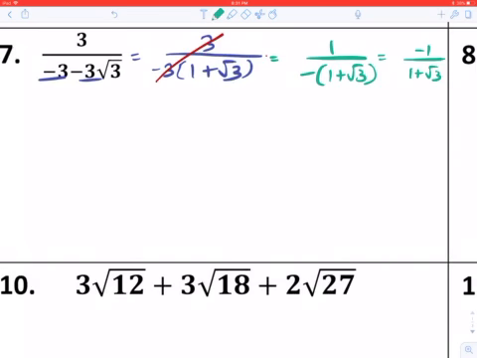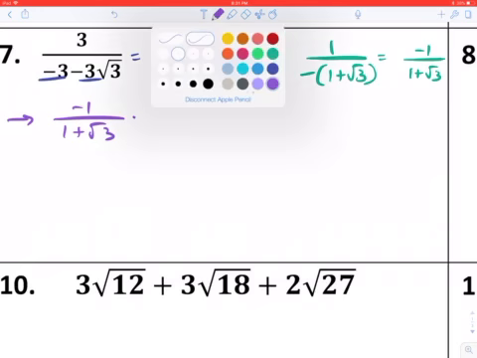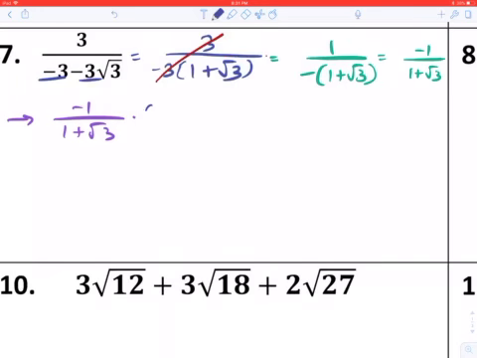Okay. Now let's go ahead and maybe pick a different color. Continue that as if this is what I started with. Going to multiply this by the conjugate over the conjugate, which is 1 minus the square root of 3 over 1 minus the square root of 3.